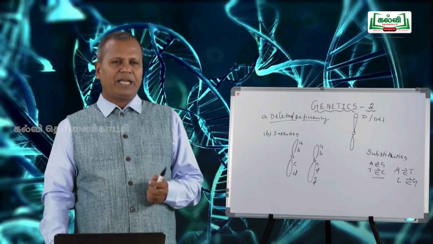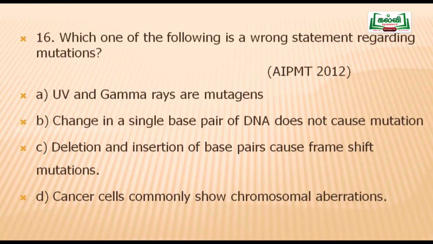Then question number 16: which one of the following is a wrong statement regarding mutations? Mutation is a sudden spontaneous deviation from the wild type. Somatic mutation, gametic mutation, forward mutation, backward mutation, biochemical mutation, lethal mutation, progressive mutation, retrogressive mutation, gene or point mutation, chromosomal aberration: various kinds of mutation are reported in plants as well as animals. The question is, which one of the following is a wrong statement regarding mutation?